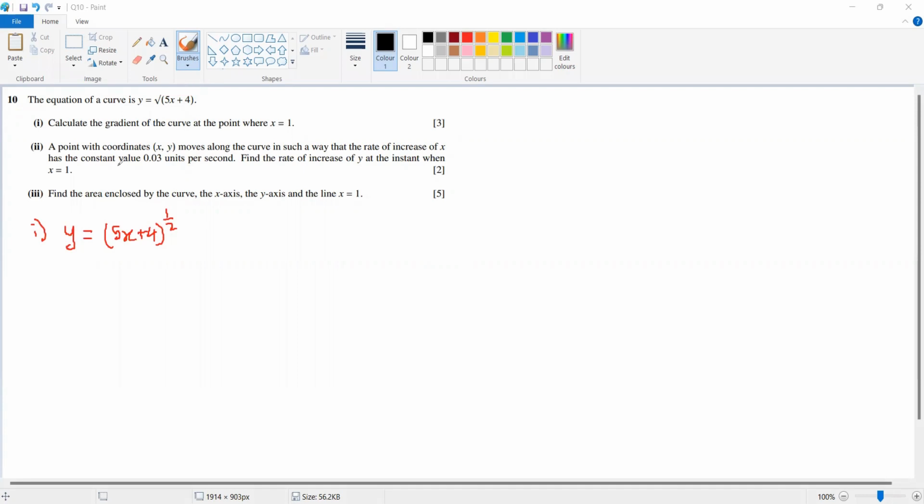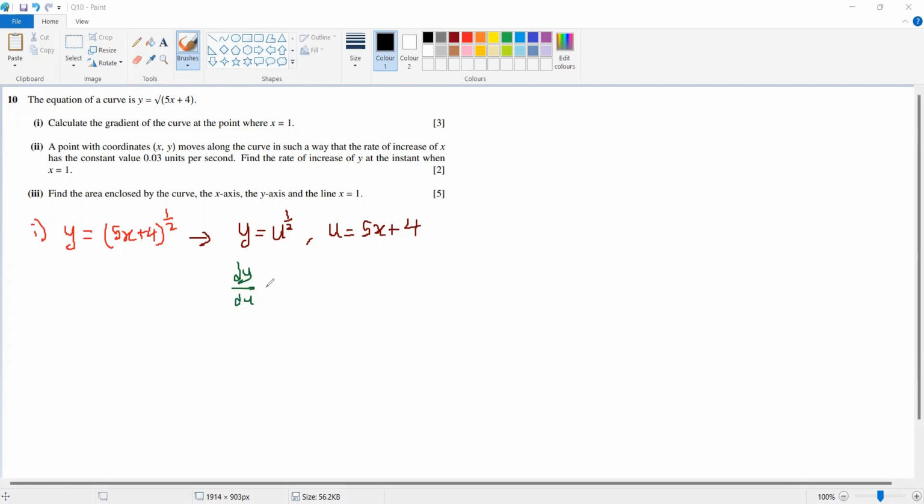Calculate the gradient of the curve at the point when x equals 1. So we need to do a bit of chain rule. If it helps, some people will do it like this. They'll put u to the power of half, and then they'll let u equal the thing inside the bracket, 5x + 4. It's not necessary if you can do it without writing this, but if it helps, you can also use it slowly like this.